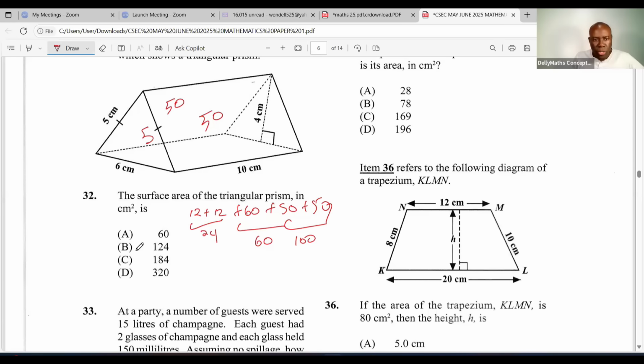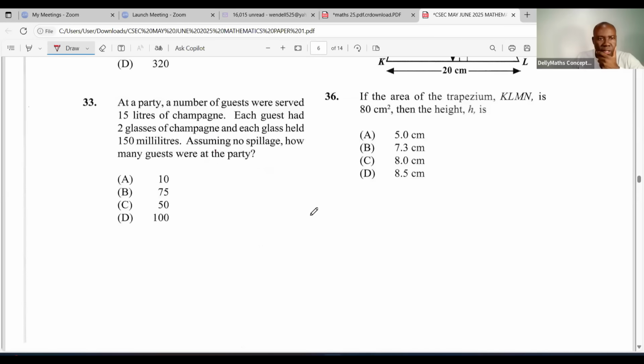So this is 184 surface area. Let's go. All right, we just have to relax and work through. Not a big deal. 33.